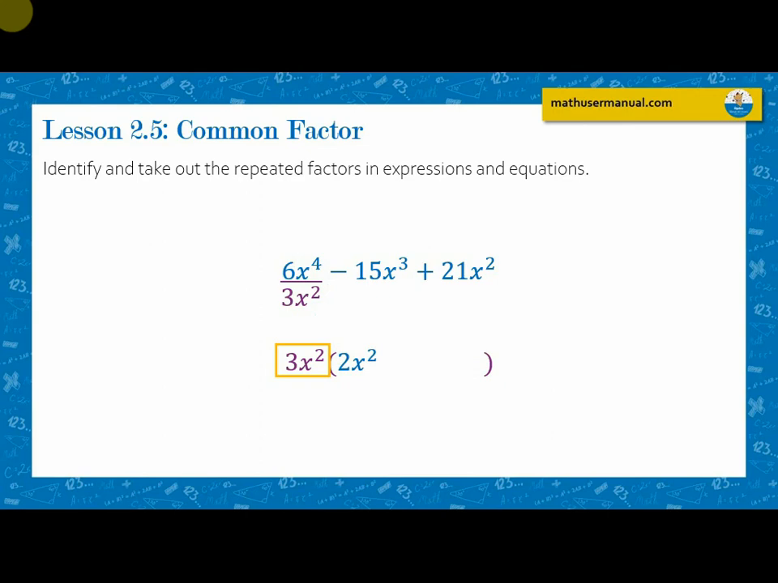Then we move on to the next one. 15x to the power of 3 divided by 3x squared. 15 divided by 3 is 5. x to the power of 3 divided by x to the power of 2 is just x. And because this one is negative, we have to keep the negative. And finally, 21 divided by 3 is 7. x squared with x squared cancels, so we just get the 7. And in this situation, once we take the common factor, this is our remaining expression: 3x squared multiplying the parentheses of 2x squared minus 5x plus 7.